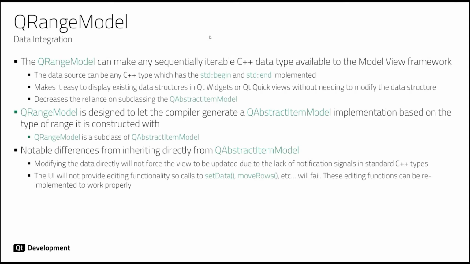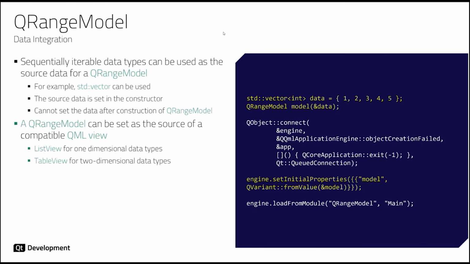And this is due to the lack of notification signals in the standard C++ types, and the UI will not provide editing functionality. So things like setData and moveRows will fail, as these are not implemented by default in the generated QAbstractItemModel, although these editing functions can be implemented to work properly. So you are not restricted from creating these functions manually, but they are not going to be generated when you use the QRange model. So let's take a look at a small example here.